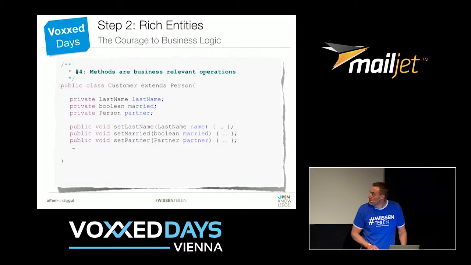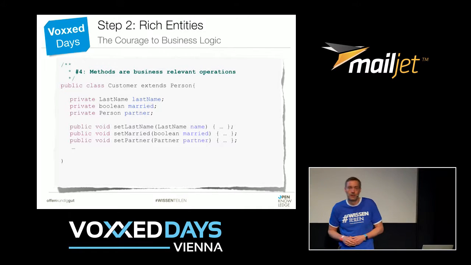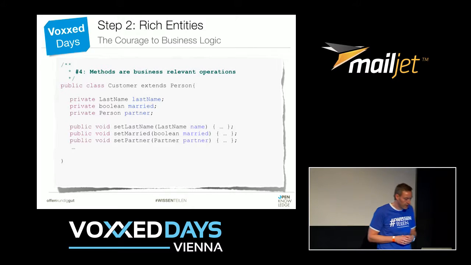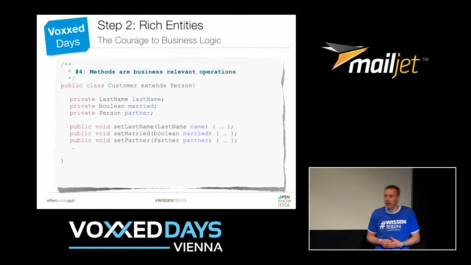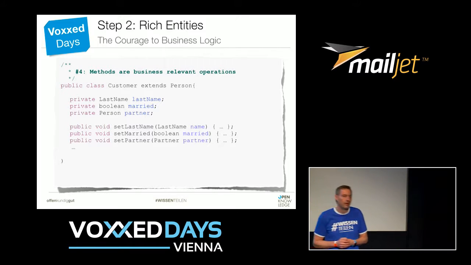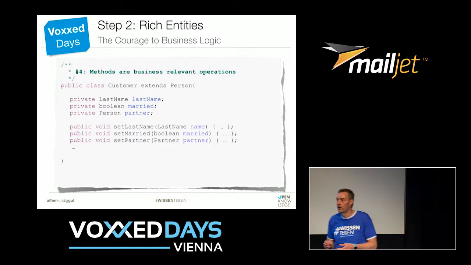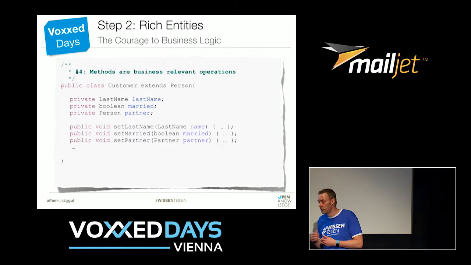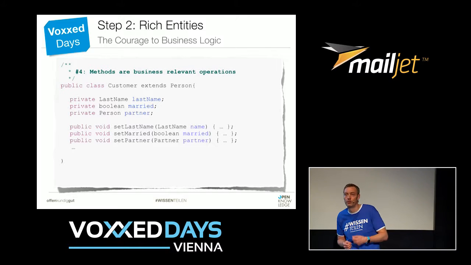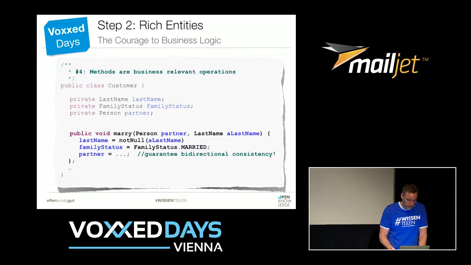Normally you will not do this with a normal setter, or if you have a setter and you assure bidirectional consistency inside it, it's a non-expected side effect of a setter. If you see a setter in your code, you normally do not expect that there's something additional going on than just setting the attribute. So it's a good idea to have methods like this.